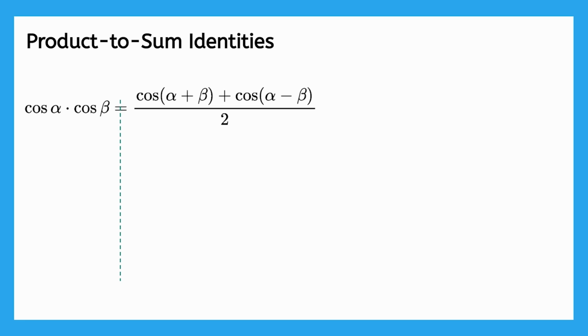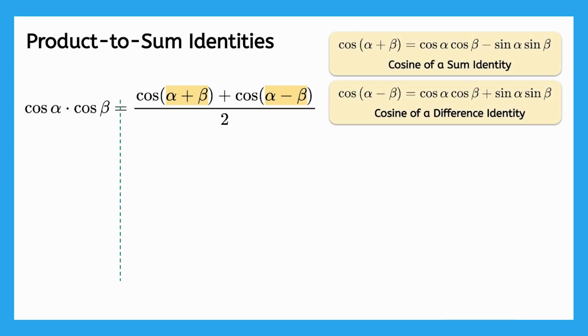Notice that on the right side we have the cosine of a sum and the cosine of a difference, which we have identities for. Pause now and use the cosine of a sum and cosine of a difference identities to verify this product to sum identity.